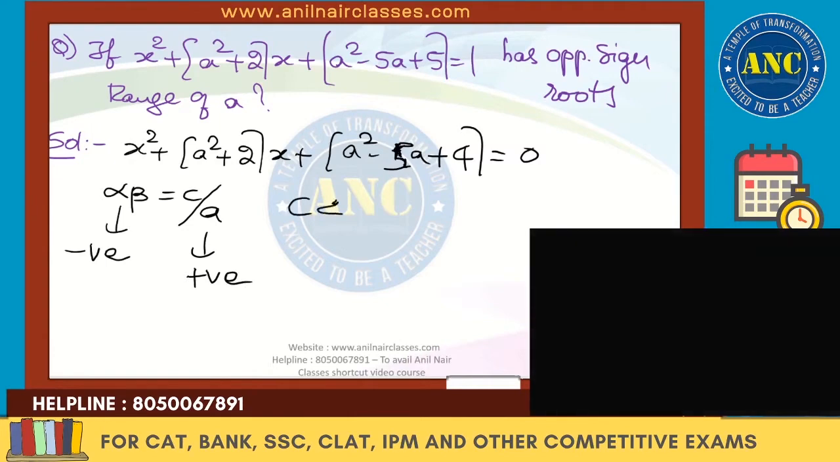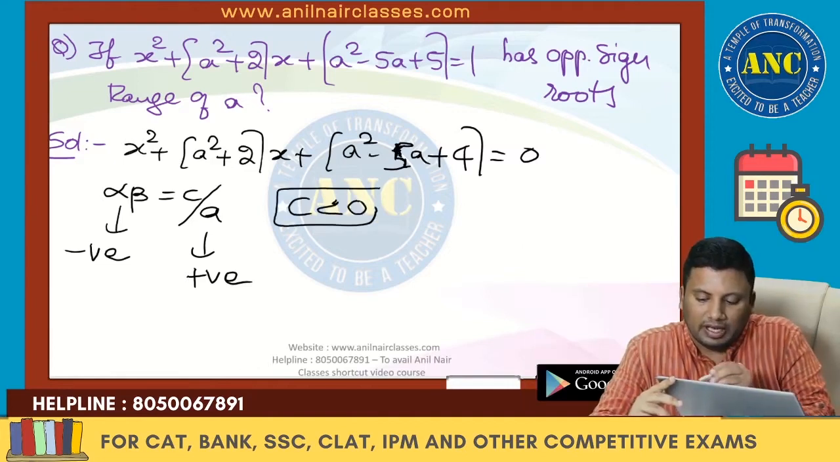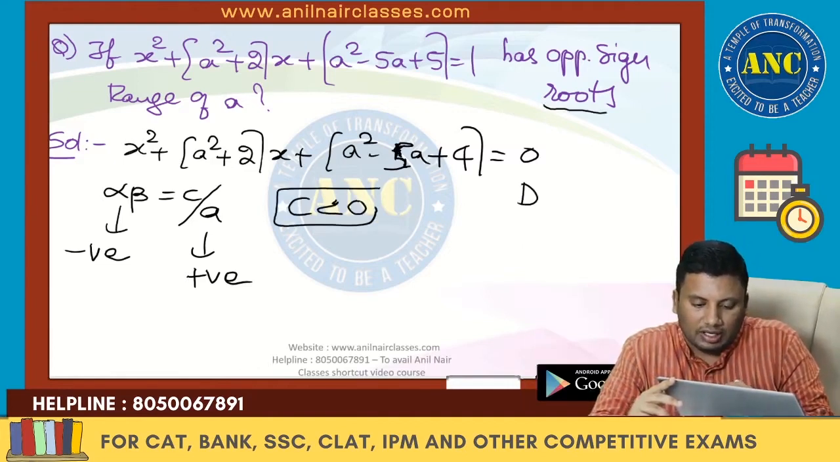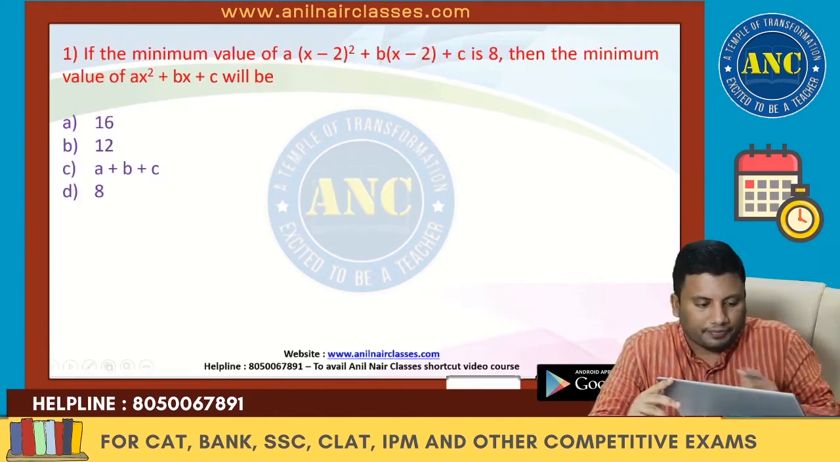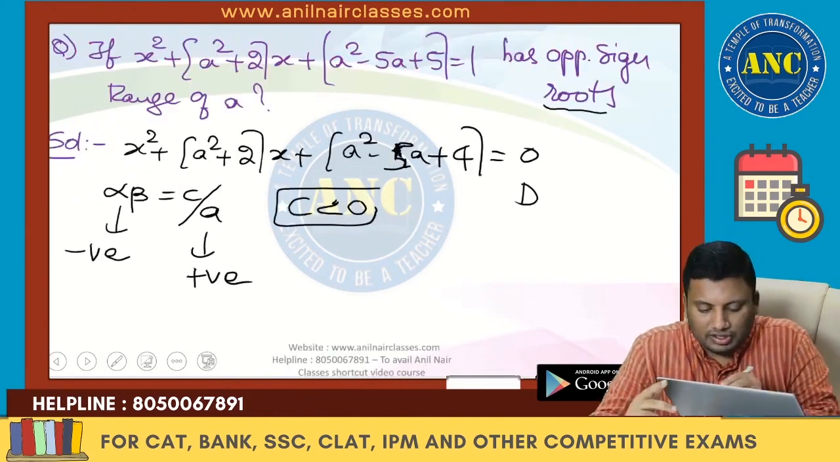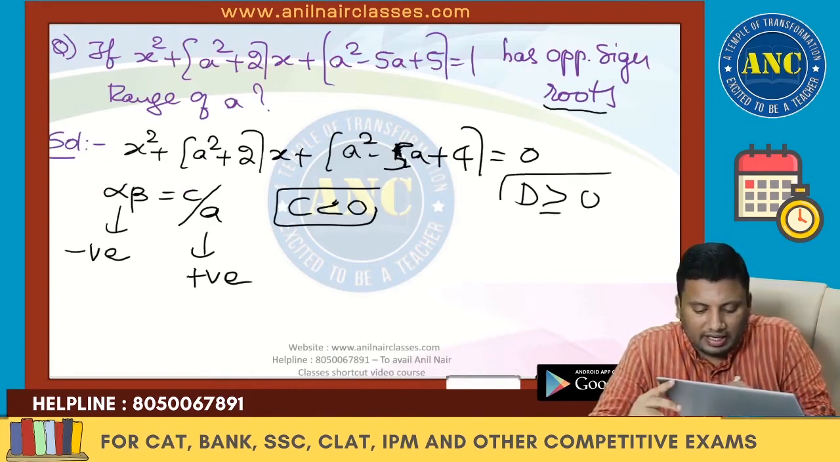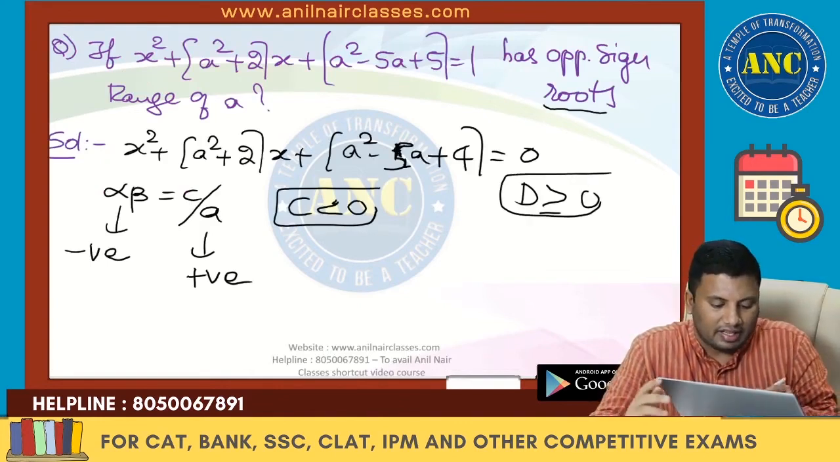So C should be negative, and it has got all real roots. So D is greater than or equivalent to 0. Anyway, that will be there.